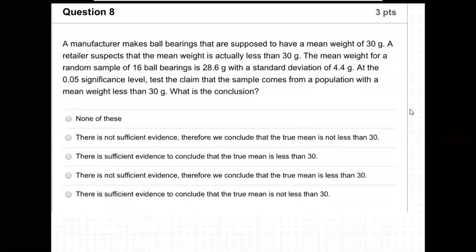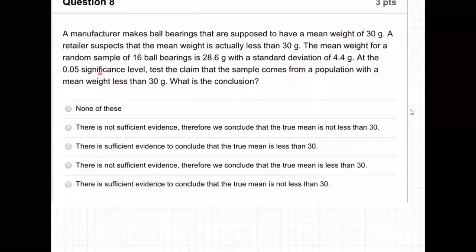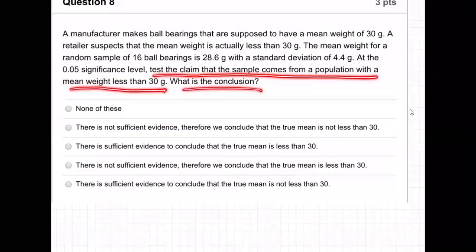How do you determine truth? How do you find statistical evidence? Well, you grab a sample, right? You grab a sample of 16 ball bearings, and the mean weight for that little group of 16 ball bearings was 28.6. Huh? That is lower than 30. It is looking a little shady, maybe, with a standard deviation of 4.4. At the 0.05 significance level, test the claim that the sample comes from a population with a mean weight less than 30. What's the conclusion?